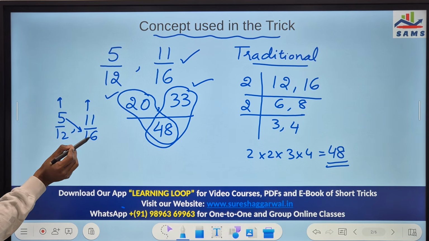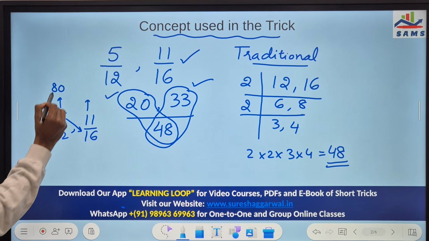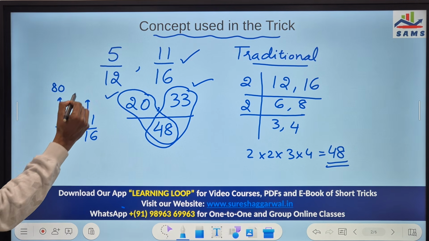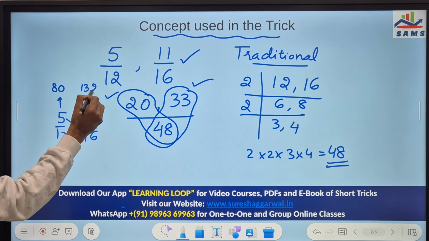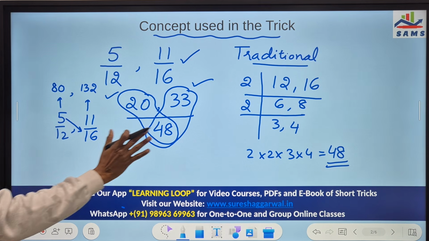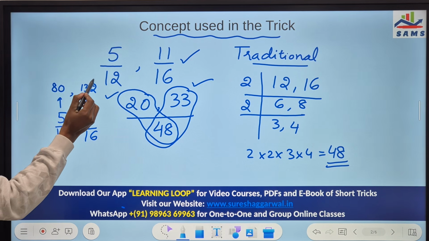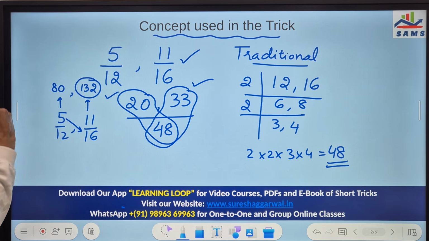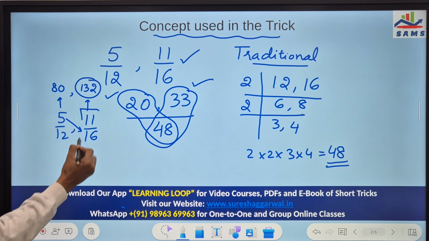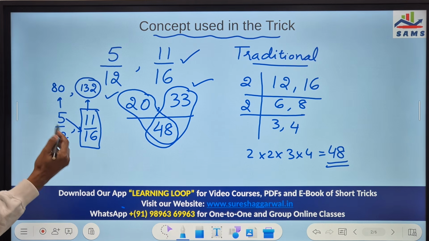5 times 16 is 80 and 11 times 12 is 132. That's all we need to do. We don't need to find the LCM. Now you see 132 is greater than 80. So this fraction 11 upon 16 is greater than 5 by 12.